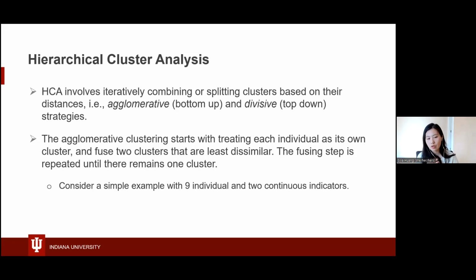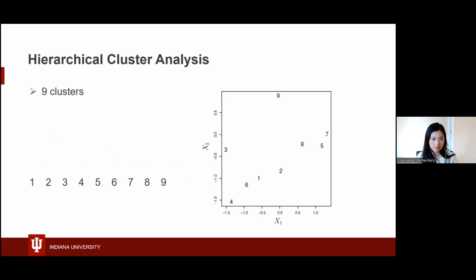To illustrate how it works, let's consider a simple example with only 9 individuals and 2 continuous indicators. Since we have 2 continuous indicators and 9 observations, one thing we can easily do is put the individuals in this 2-dimensional space, with the x-axis and y-axis being the 2 continuous predictors respectively. Here the numbers represent the observation IDs, and where they are represents their locations in this 2-dimensional space. The HCA strategy starts with having 9 clusters, where 9 is also the number of observations.